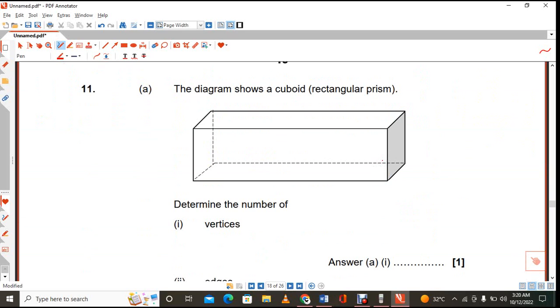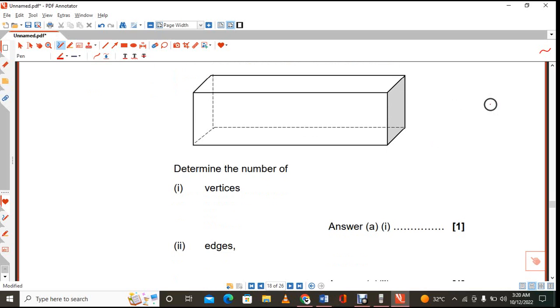We are very close to finishing the paper. Question 11. The diagram shows a cuboid, a rectangular prism. Determine the number of vertices. Well, vertices are like the corners. So this is 1, that's 2, that's 3, that's 4, that's 5, 6, 7, 8. So it has got 8 vertices. Clear?